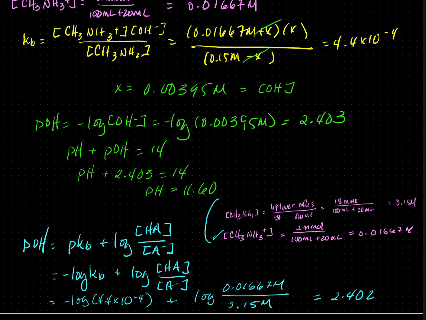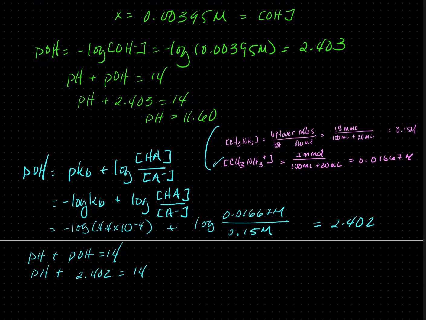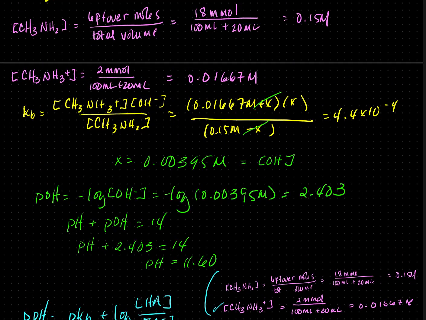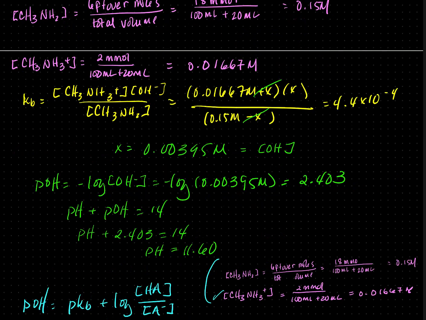2.402. So now we could solve for pH because we know pH plus pOH equals 14. So pH plus 2.402 equals 14. So pH is going to equal 11.60. When I use the Henderson-Hasselbalch formula, it eliminates a lot of the steps I don't need. So if I go back, I could pretty much cross out all of this right here. I could cross out everything here.